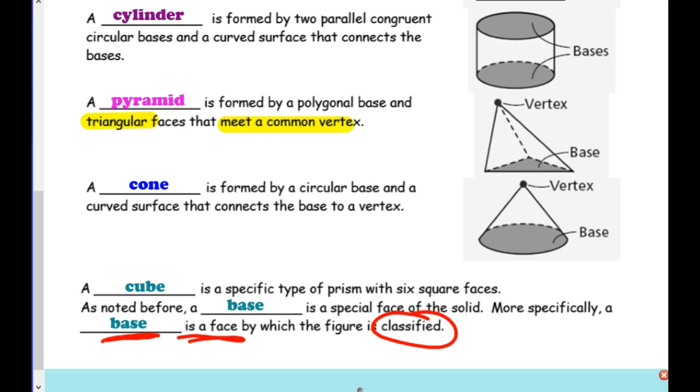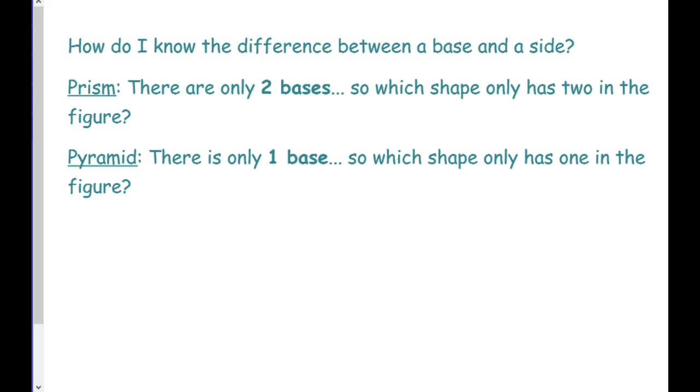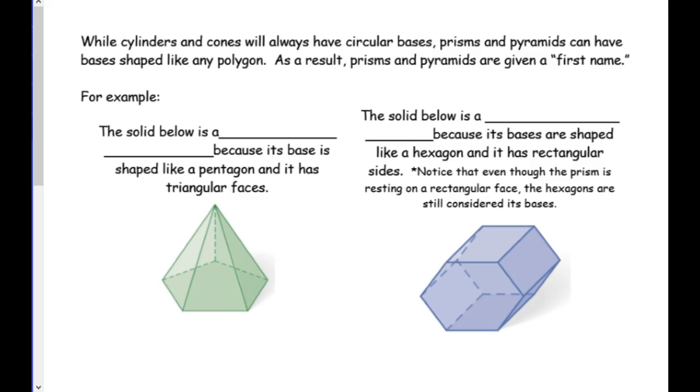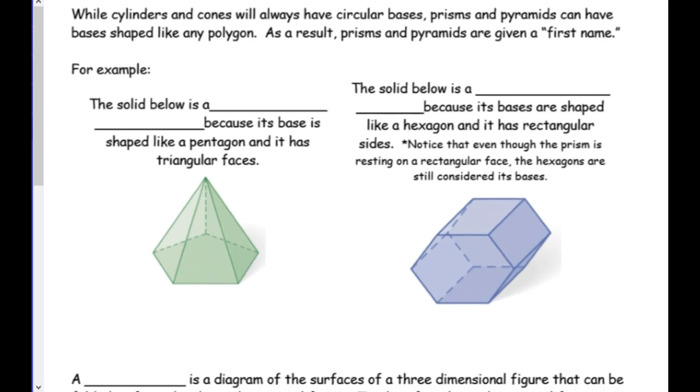But cylinders and cones, it's always circles, so they don't have types. But prisms and pyramids have types. You look at the base, it'll tell you the type. So if you can flip it to the back, here we go. While cylinders and cones will always have circular bases, prisms and pyramids can have bases shaped like any polygon. As a result, prisms and pyramids are given a first name.